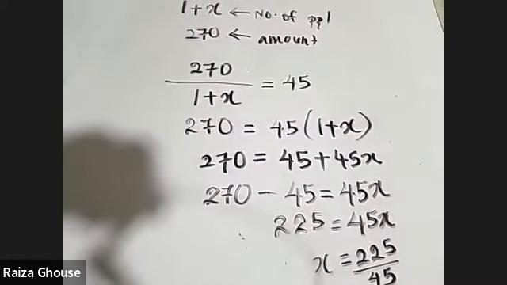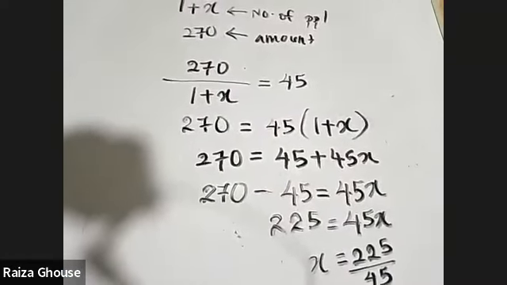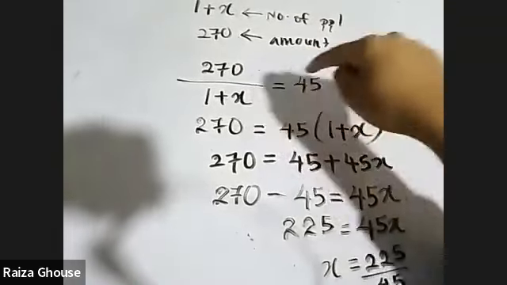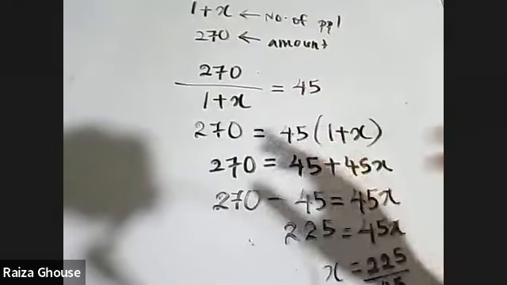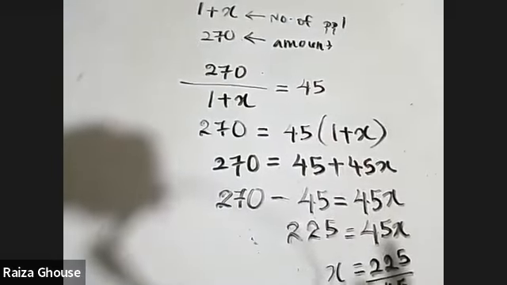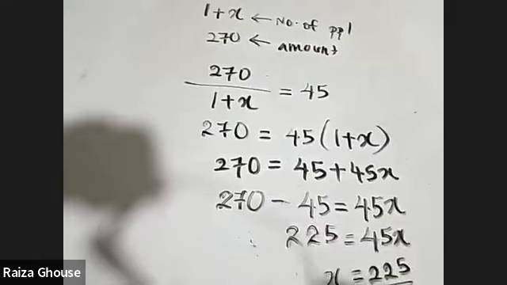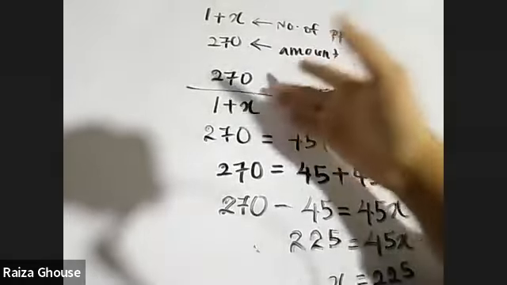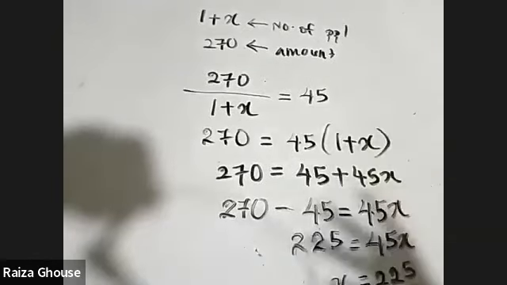That means there were 5 sons. 5 plus 1 is 6. 270 divided by 6, you will get 45. That's what I told you in the equations lesson. You have to be confident, because you can check your answer by substituting. When you check and you realize you are getting both sides equal, the answer is correct, and definitely you are getting the marks.